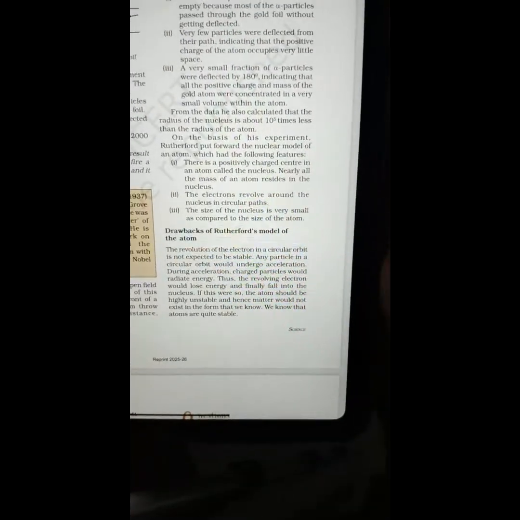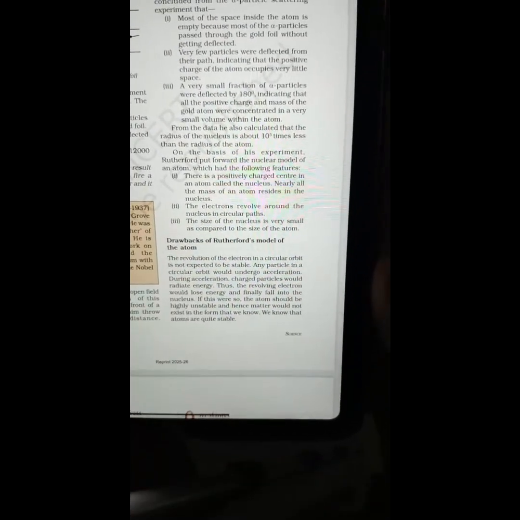Now let's see this last paragraph. I hope the screen is visible.